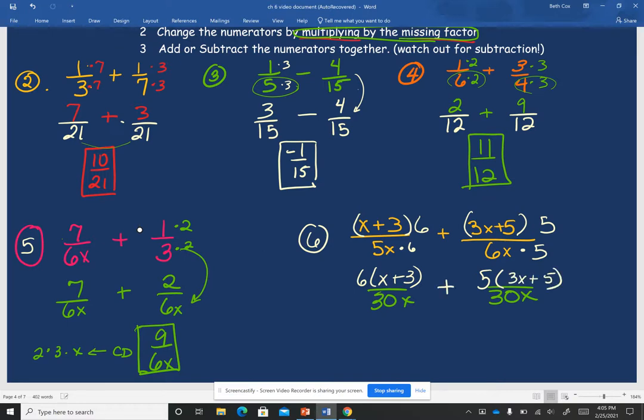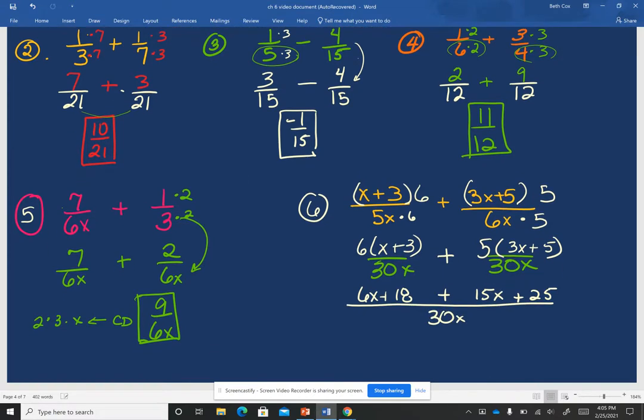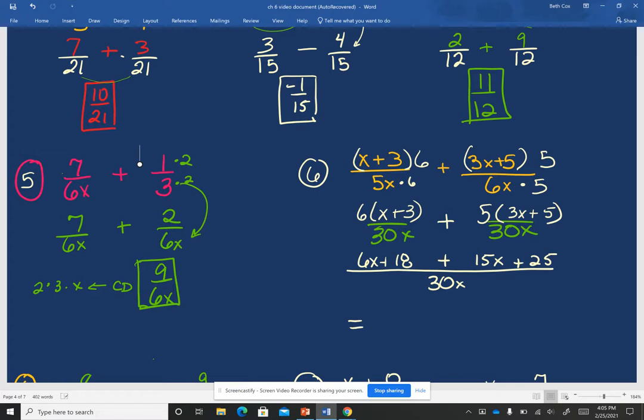And then I'm going to have to combine my like terms. I'm going to have to add or subtract. Well, this time was just combine. So we're going to combine them. So I have 6x plus 18 plus 15x plus 25. And all of this is over my common denominator of 30x. Let's finish this up. And I'm going to get 21x plus 43 over 30x. There we go. There's my answer there.